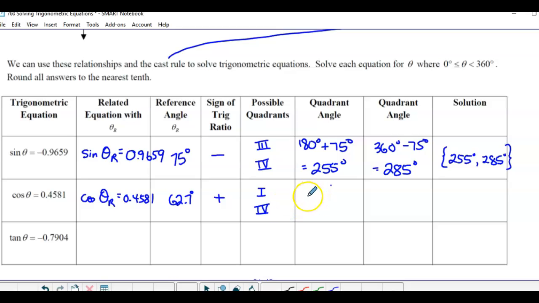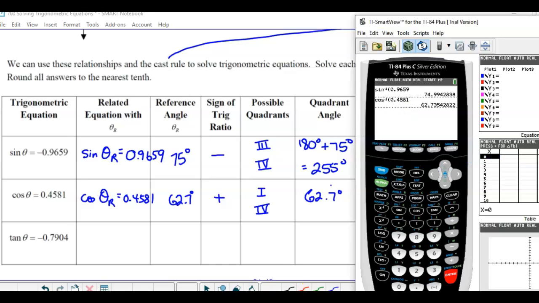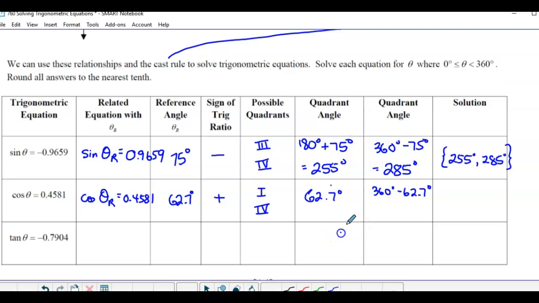So if it's in the first quadrant, nothing changes. The reference angle is the same as the angle. And in the fourth quadrant, it's 360 minus 62.7. So you can just go 360 minus that angle, and that's 297.3. And those are your two solutions.